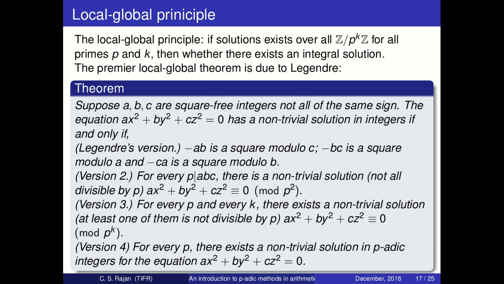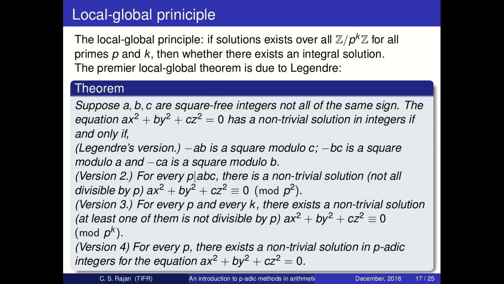But in version 3, p and k have to be primes. P is always a prime. K is every natural number, K greater than or equal to 1. Yeah, I've been very consistently using P for primes. K is a natural number greater than or equal to 1. So for every P and every K, you need to have a solution.